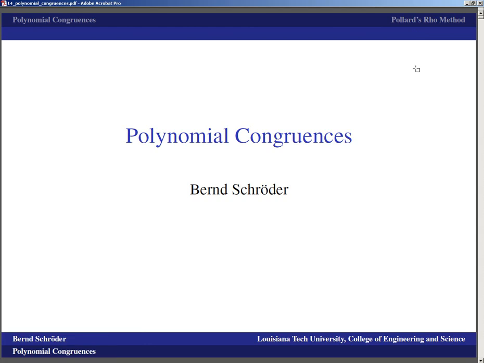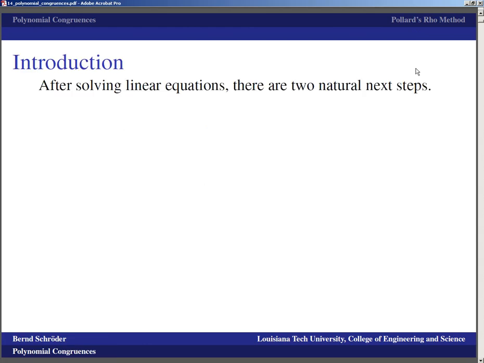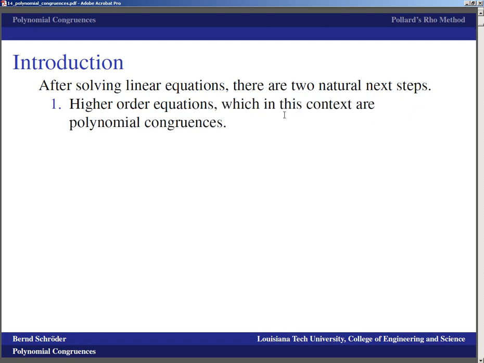Let's take a look at what they are. Basically, if we think back at our careers in algebra, at some point in time we've learned to solve linear equations. And after we have learned to solve linear equations, there are two possible natural next steps. Namely, we could turn our attention to higher order equations, such as quadratic equations. And of course, that is something that we have done in our mathematical careers. And in the context of congruences, those would be polynomial congruences, the subject of this talk.